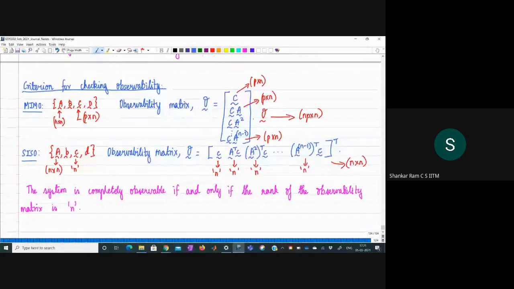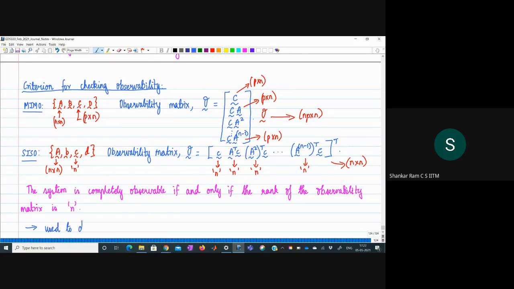So where does it fit in? As we discussed, controllability is a property which is checked and evaluated when we are designing controllers using state feedback. Similarly, we use the property of observability when we want to design state estimators.